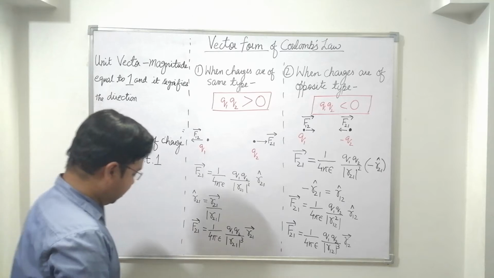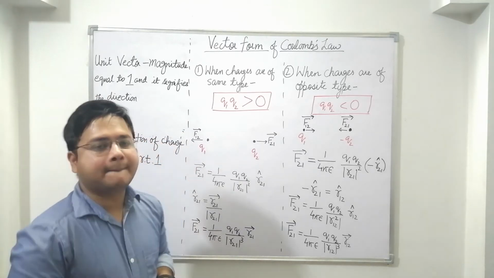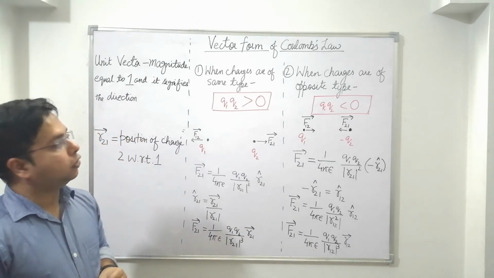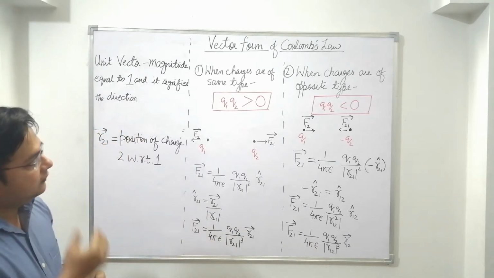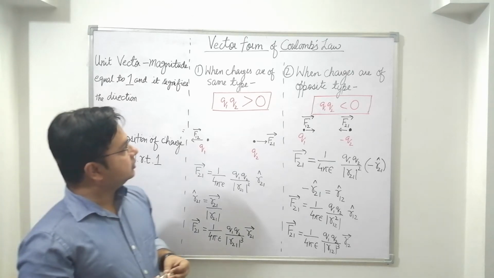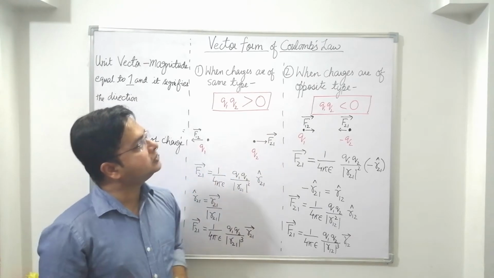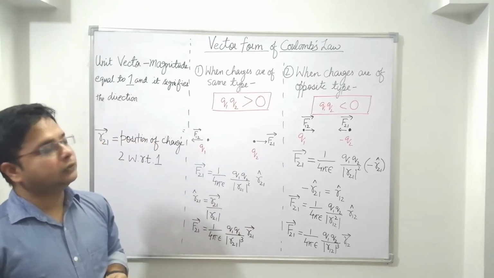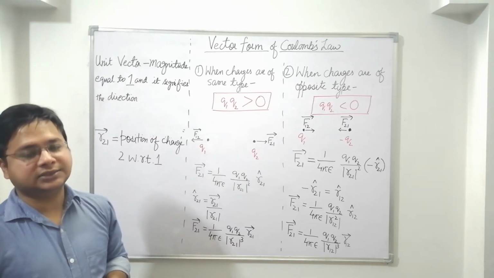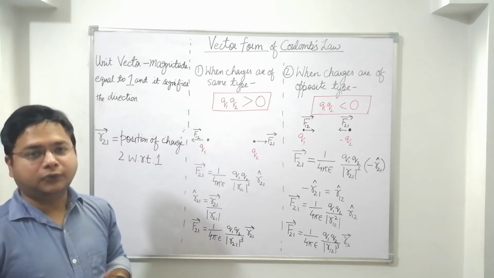Now let us move on to today's topic, which is the vector form of Coulomb's law. The study of the vector form of Coulomb's law is done in two ways, or you can say there are two different forms of the vector form of Coulomb's law, depending upon the nature of the two charges where we are going to calculate the force.